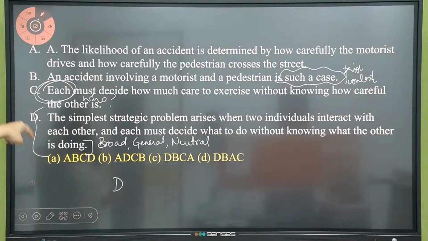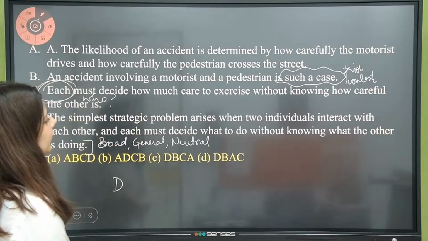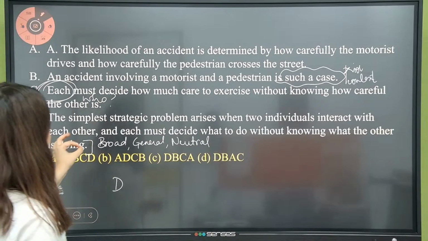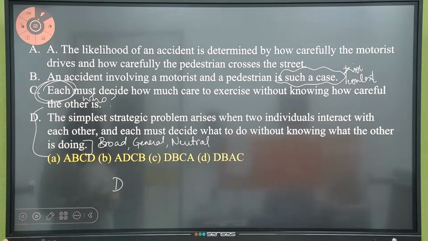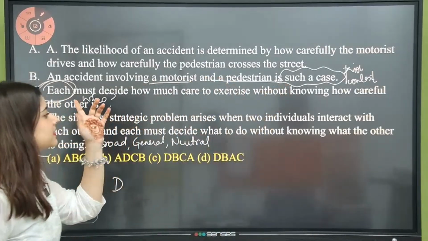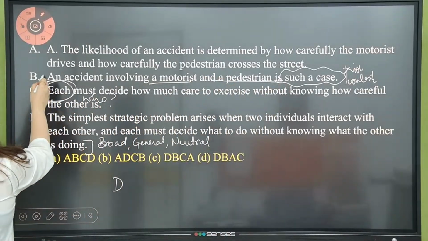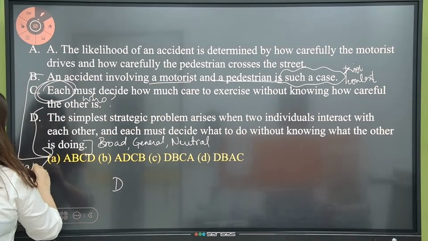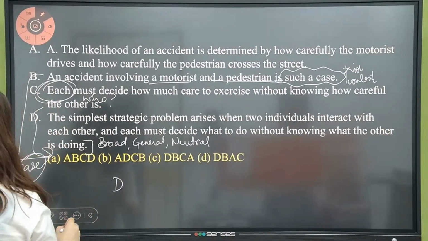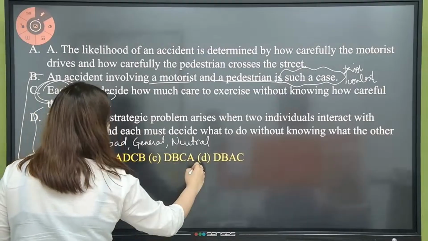So, the simplest strategic problem arises when two individuals interact with each other and each must decide what to do without knowing what the other is doing. Now, who are these two individuals? An accident involving a motorist and pedestrian is such a case. This is the case that we are talking about. Okay, so D, then B, obviously.